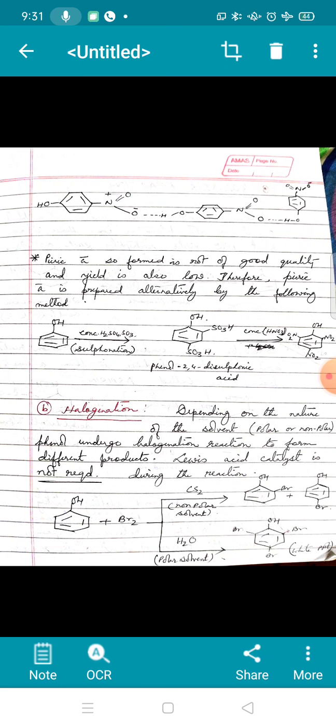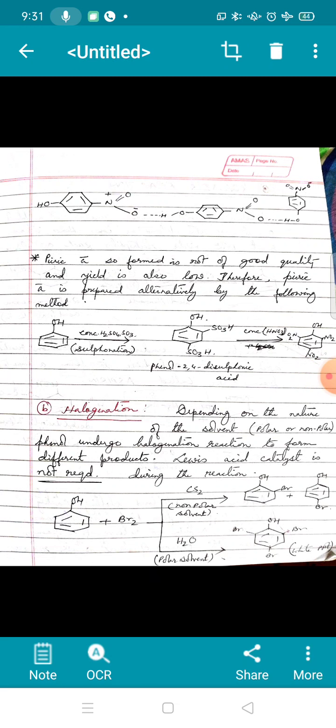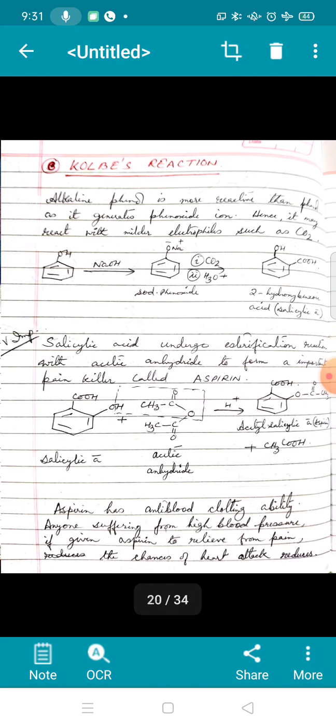So here one more thing I would like to bring to your notice. Normally for halogenation reaction you need a Lewis acid catalyst, but for phenol you don't need a catalyst here. The reaction occurs even without a catalyst. You see here nowhere is written anhydrous aluminum chloride or any other Lewis acid catalyst.